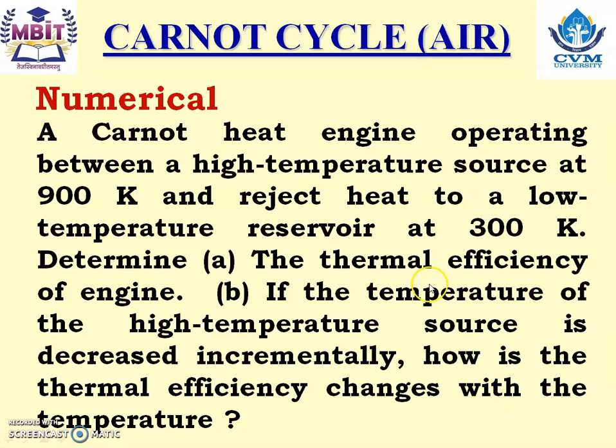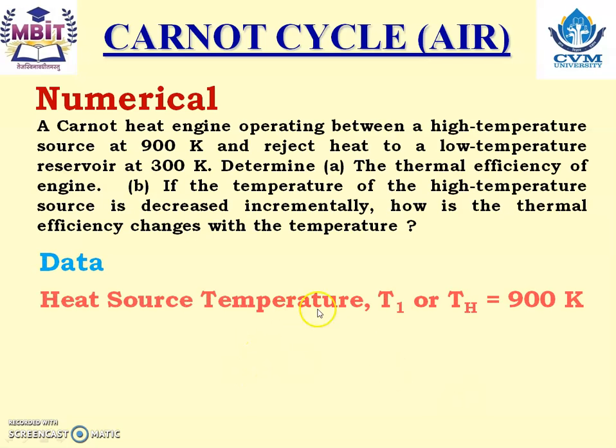Now let us solve another numerical. A Carnot heat engine operates between a high temperature source at 900 Kelvin and rejects heat to a low temperature reservoir at 300 Kelvin. So they have given us the two temperatures, that is high temperature reservoir, the heat source temperature, and heat sink temperature. Determine thermal efficiency of heat engine. And second, if the temperature of high temperature source is decreased incrementally, how does the thermal efficiency change with the temperature? Now let us solve it.